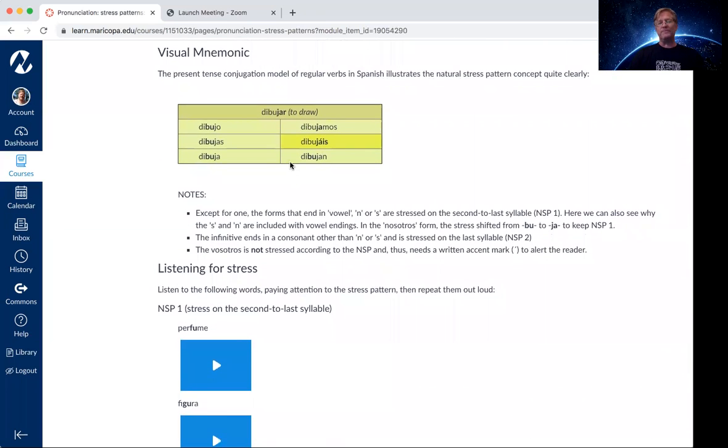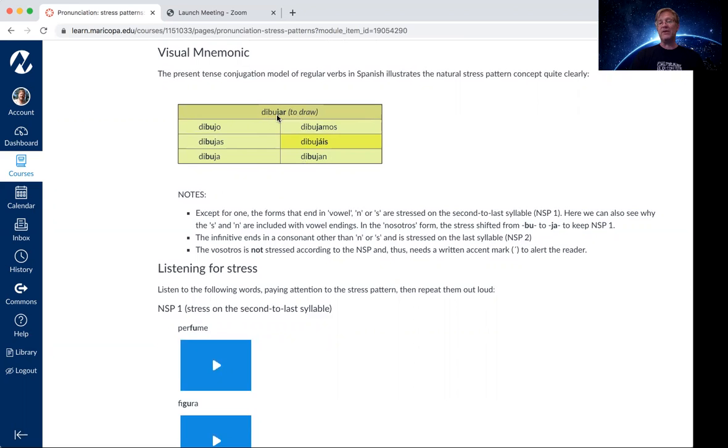So in 101, you studied the boot when you studied regular verbs and how to pronounce them. And you learned that in the boot, the stress is on the second to last syllable for regular verbs. Trabajo, dibujo, etc. And if you look at this pattern, you can see here that you have your vowels, your letter N, your letter S, and another letter S here. And in these five instances, the stress, which is bolded here, is on the second to last syllable, just as natural stress pattern 1 would tell us.